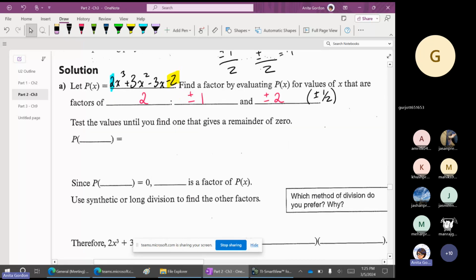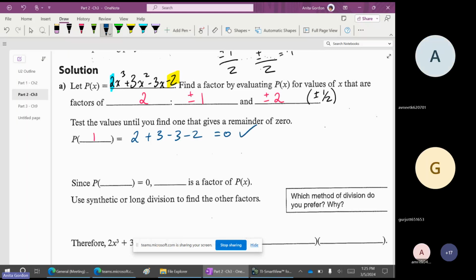Okay, plus or minus 2, plus or minus 1. Let's test positive 1. If I put positive 1 in here, I will get 2 plus 3 minus 3 minus 2. This equals 0. Hooray! So, since the function evaluated at 1 is 0, that means my factor is x minus 1.